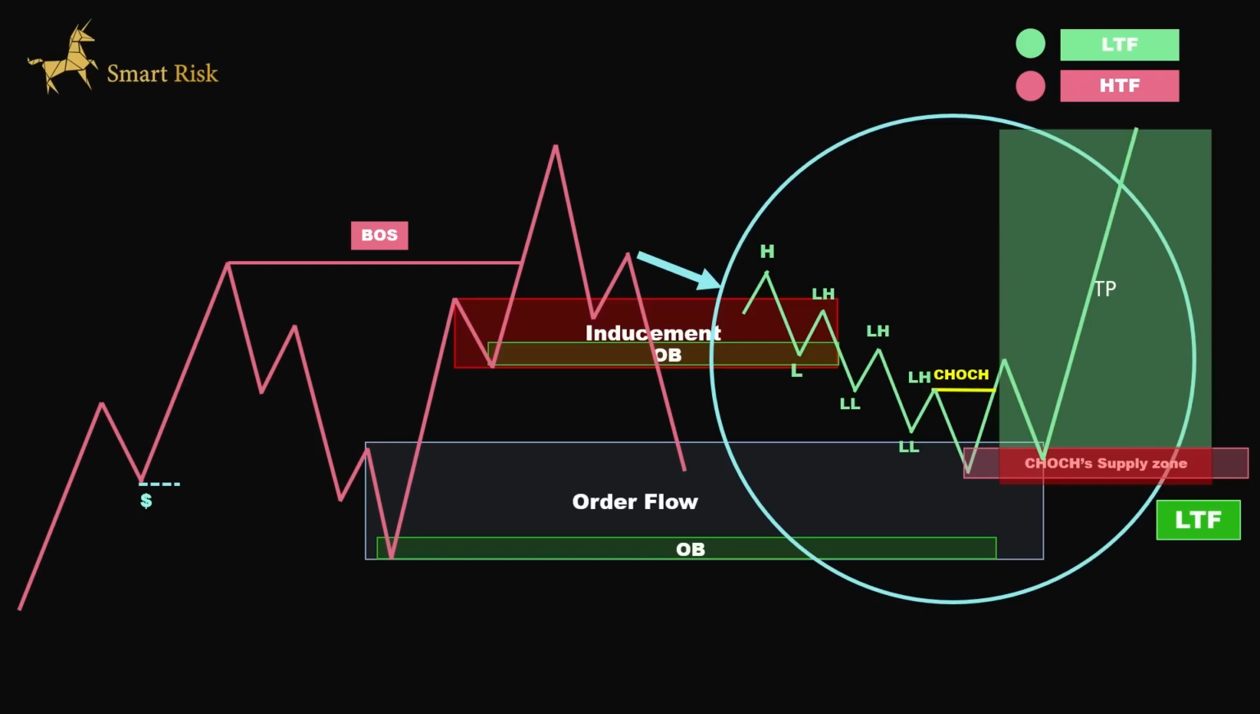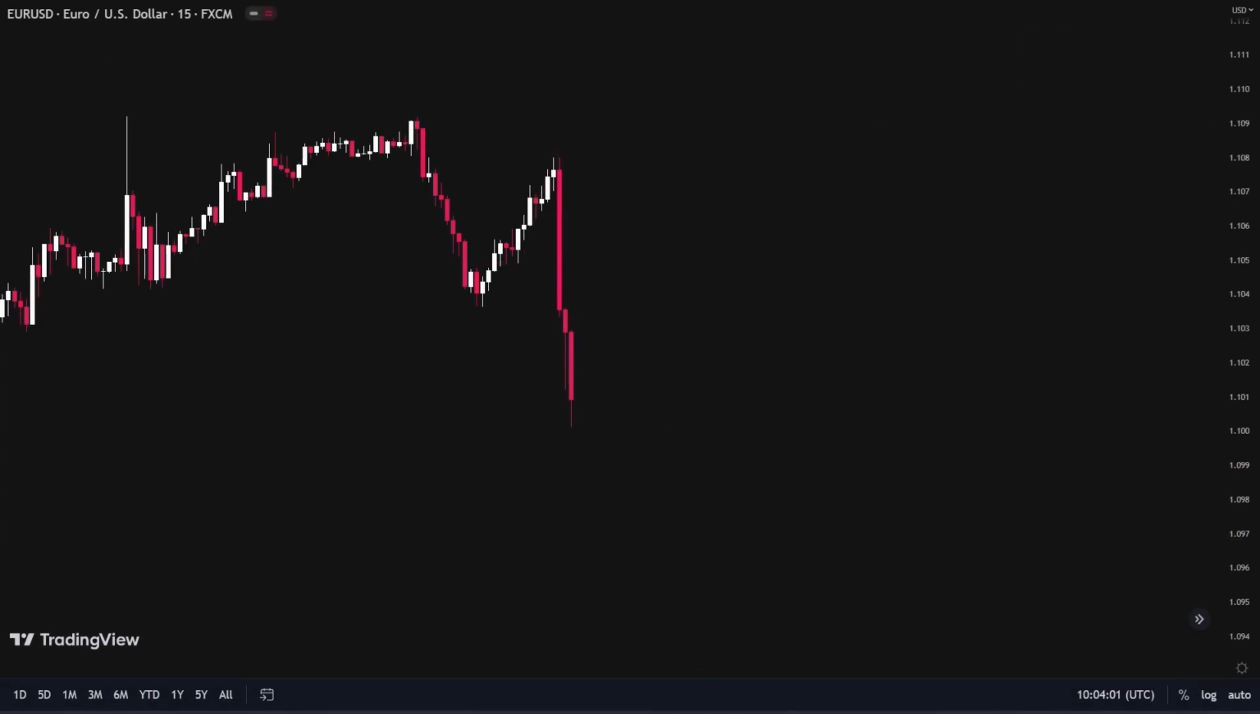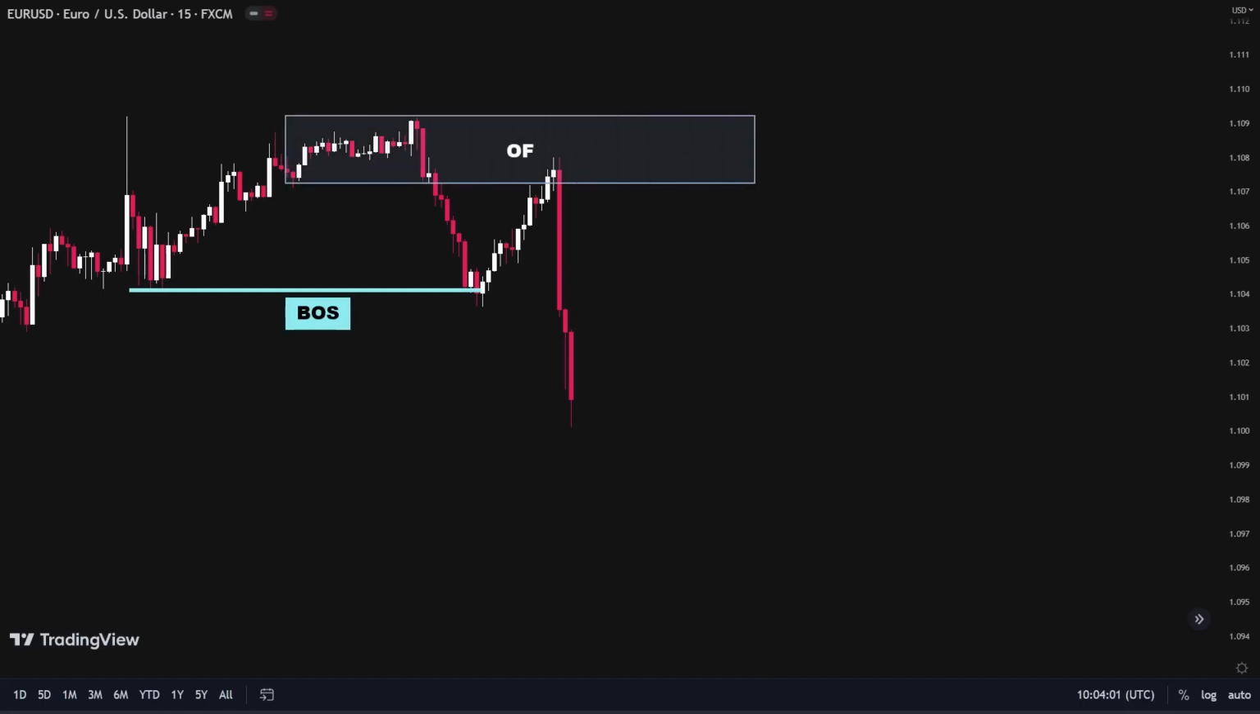Let's go ahead and see a real example. Here we have the Euro-Dollar 1-hour time frame chart, where we can see the following price action. Initially, the price broke the recent structure to the downside, experienced a temporary rise, and subsequently reversed from the bearish order flow zone. It's important to note that the sell orders placed at the corresponding order block, executed by the smart money concept traders, were not activated.